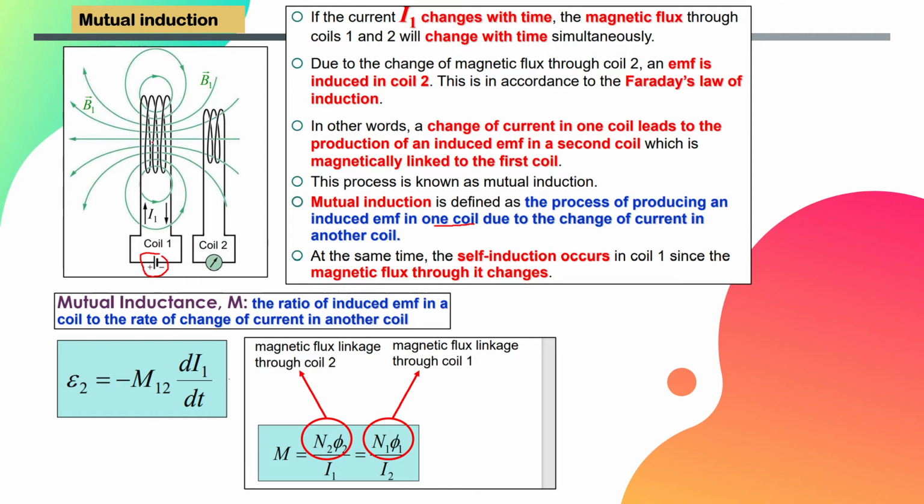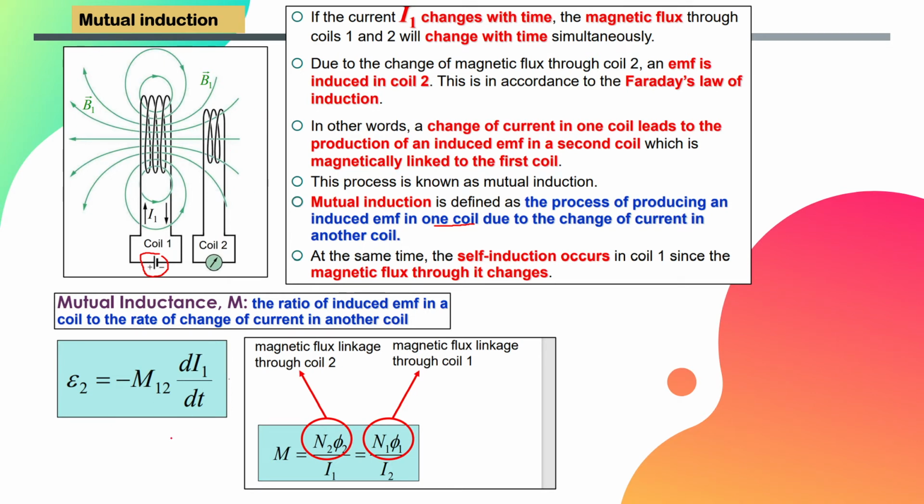So in this case, when there is a change of current in coil 1, what happens is there is a change of the magnetic flux through coil 1 and also coil 2. But for coil 1, since there is a source of voltage here in coil 1, coil 1 will undergo self-induction. For coil 2, it will undergo mutual induction, so there is an induced EMF produced in coil 2.